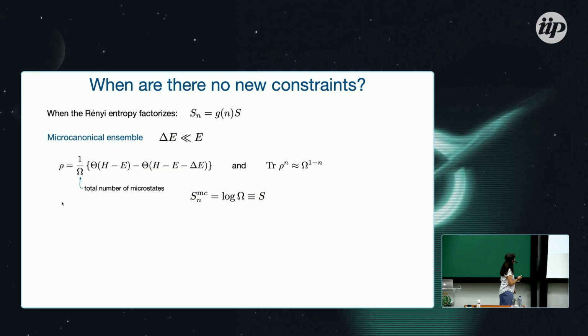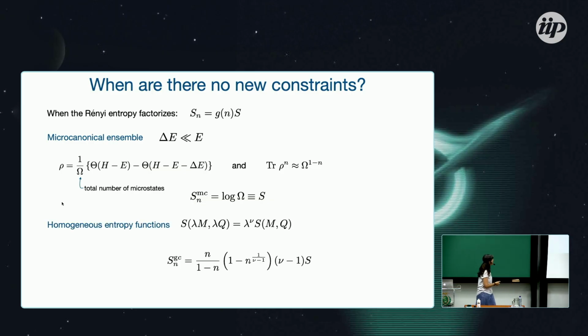This is what happens in the microcanonical ensemble if we fix the energy of the system within some small band with delta E. We can write the normalized density matrix in this form, and then it's immediate to compute the microcanonical Renyi entropy and see that they coincide with the entropy. So in the microcanonical ensemble, we do not expect any new constraints, so we have to look somewhere else.